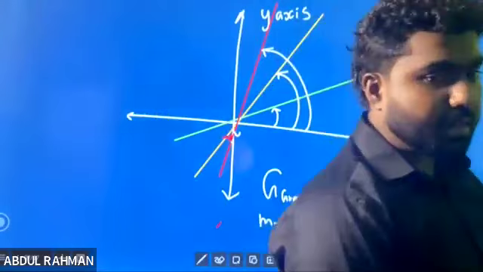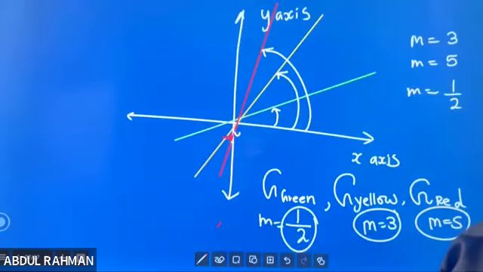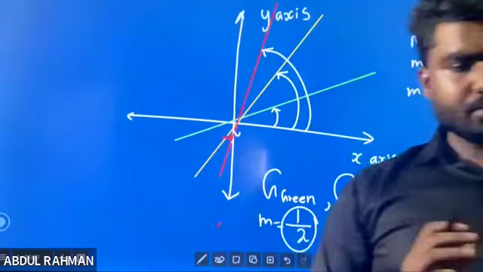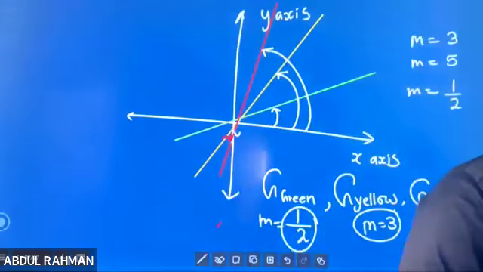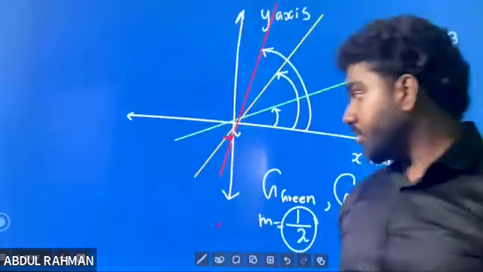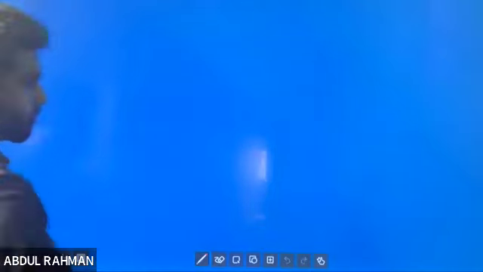Is that clear, Lamai? Give me a thumbs up. Is that clear? What do you mean by gradient? Yes. Okay, fine. All good. Super. Now coming to the next one.